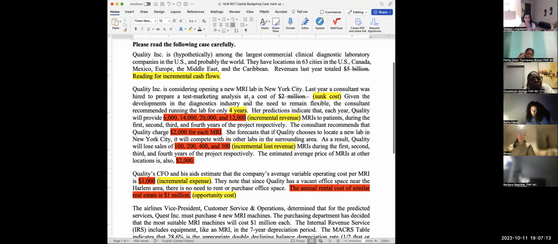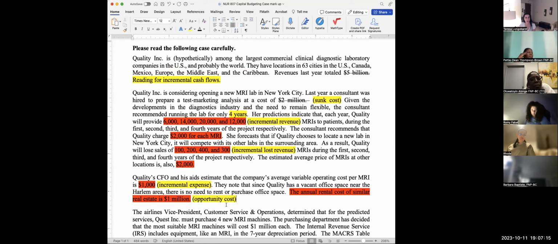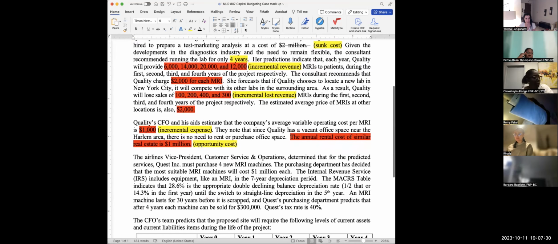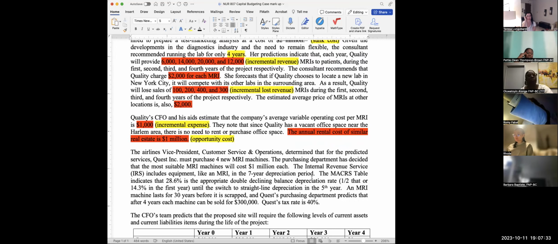So I put all those in red because those all have to do with what I'm going to call income. So you've got revenues, expenses, and some costs, right? Lost revenue, you have opportunity cost. That's all going to go together in our analysis. All right, now let's talk about what capital expenditure we're going to make.